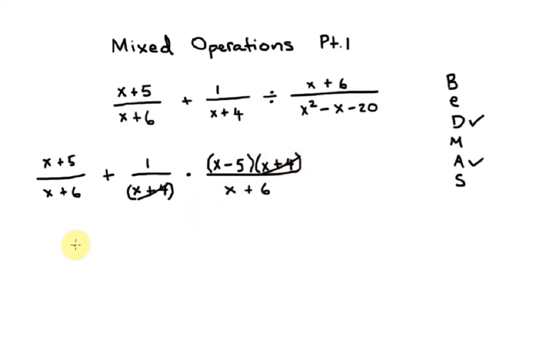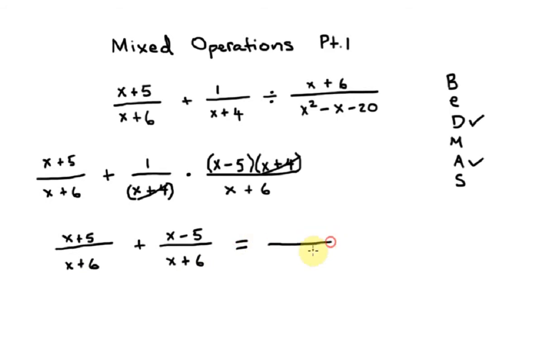So look at what I've got left now. I have x plus 5 divided by x plus 6. And I'm adding to that this fraction over here, which, wouldn't you know it, has the same denominator. So I don't even have to convert these to have the same denominator. It just came out that way. So I can go ahead and add them together. They're going to have the same denominator of x plus 6.